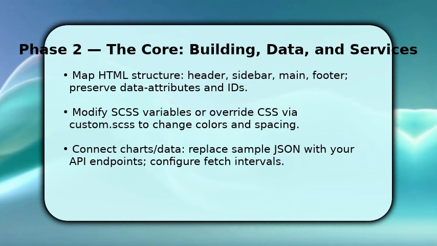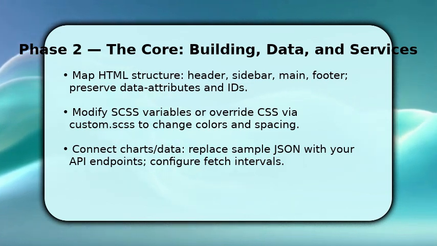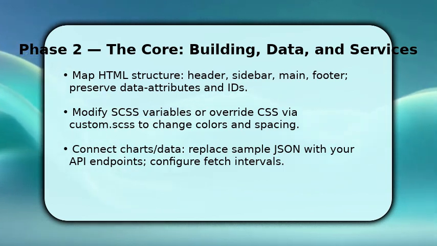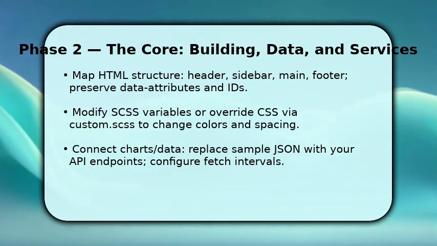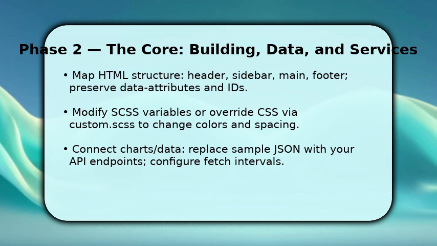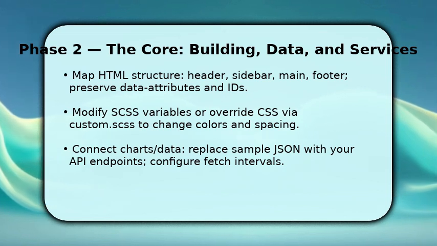Edit SCSS variables or create custom SCSS to override colors, fonts, and spacing. Compile assets so changes apply. Then wire up real data by swapping sample JSON or mock data with your API endpoints and configure fetch intervals. Once done, test interactive components like modals and chart redraws to ensure events and state propagate correctly.